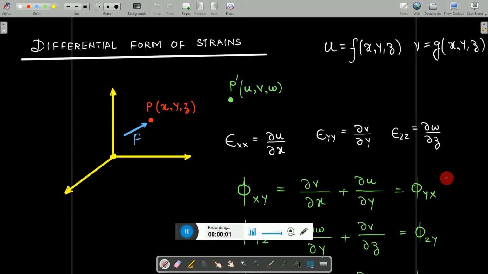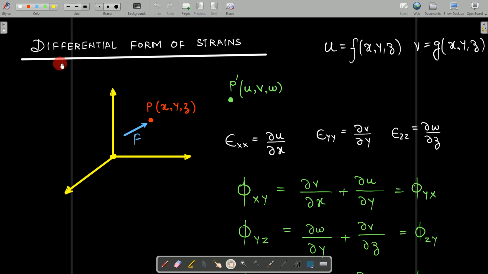So now we are introducing a calculus inside your stress-strain system. So we are considering a differential form of a strain. So let us consider we have got 3 axes, or we are in a space which is x, y and z. So we consider a single point which is P, and the coordinates of P are x, y and z.